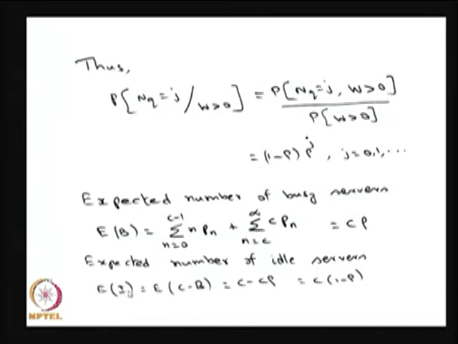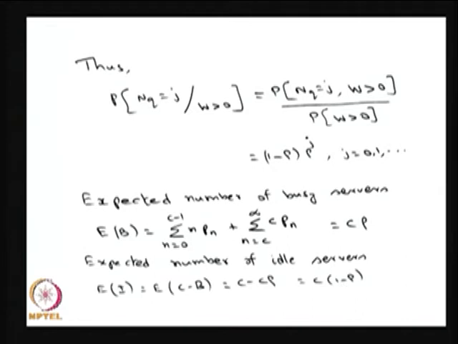The expected number of idle servers is the expectation of a random variable. There are totally C servers in the system. Let B be the number of busy servers and I the number of idle servers. Therefore, C minus B is the same as I. The expectation satisfies the linear property. Therefore, the expectation of I is the same as the expectation of C minus B. C is a constant and B is a random variable. Therefore, it is C minus the expectation of B. The expectation of B, we just got, is C times rho. Therefore, the expected number of idle servers is C times 1 minus rho.